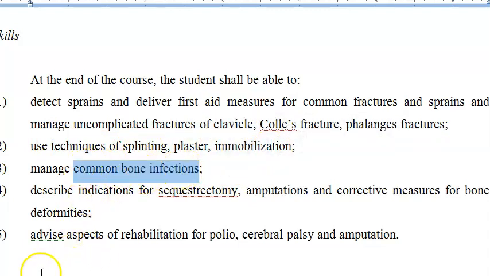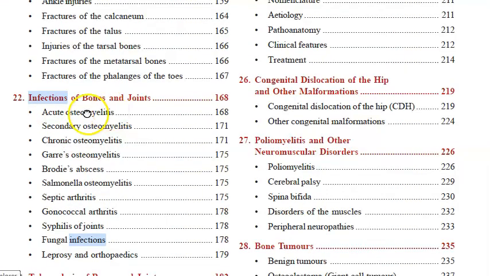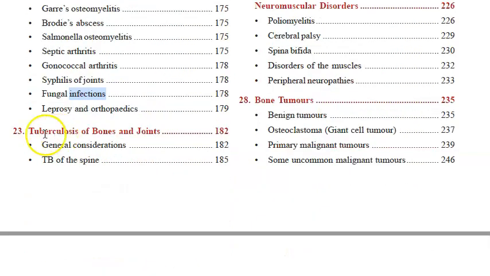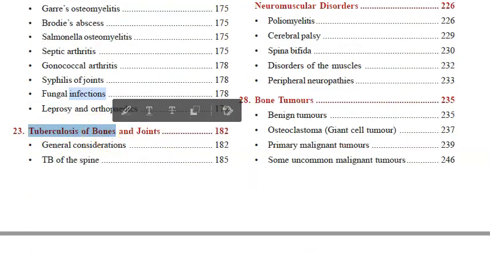Common bone infections, what are those? Osteomyelitis, isn't it? That's what it's called. Myelo is actually bone marrow. Acute osteomyelitis, secondary chronic osteomyelitis, Garre's osteomyelitis, Brodie's abscess, salmonella, septic arthritis, gonococcal, syphilis of joints, fungal infections, leprosy. Wow. When it comes to other infections, tuberculosis of the spine, Pott's spine, isn't it?